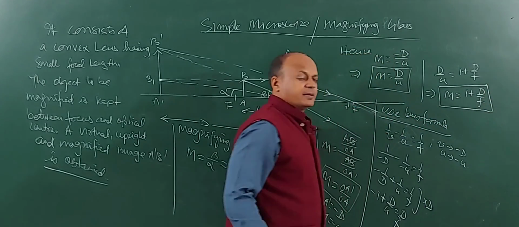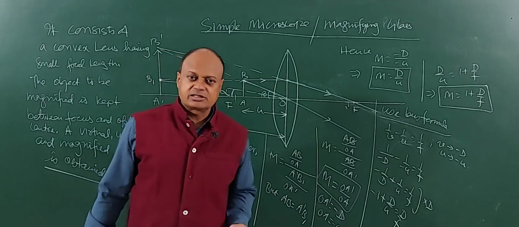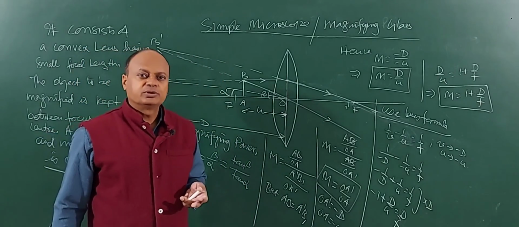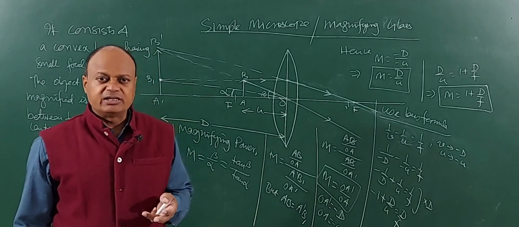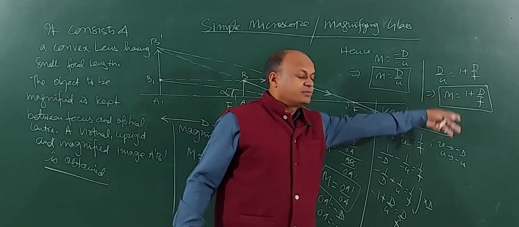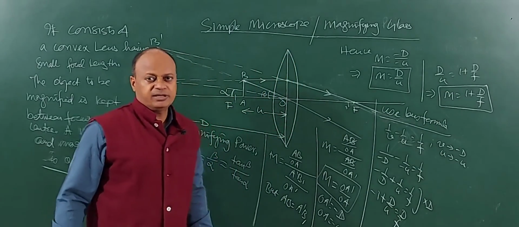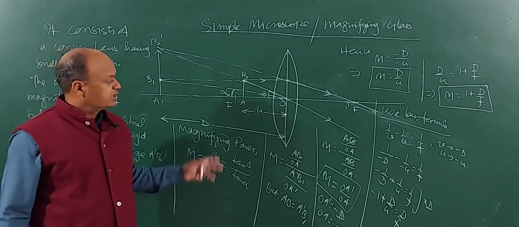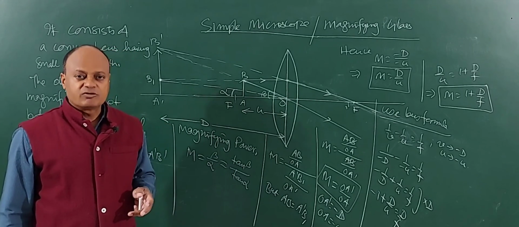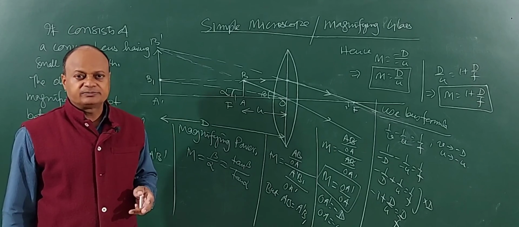So children, under standard conditions, when we are using a simple microscope to see the final image at least distance of distinct vision, then how much is the magnifying power? 1 plus D by F. Okay. So this is the case when the final image comes at least distance of distinct vision.